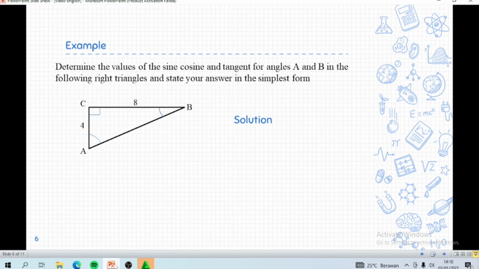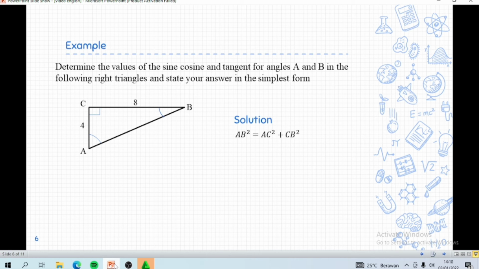Example, determine the values of the sin, cosine, and tangent for angles A and B in the following right triangles and state your answer in the simple form. Can look the picture. A to C 4 meters and C to B 8 meters. Solution.